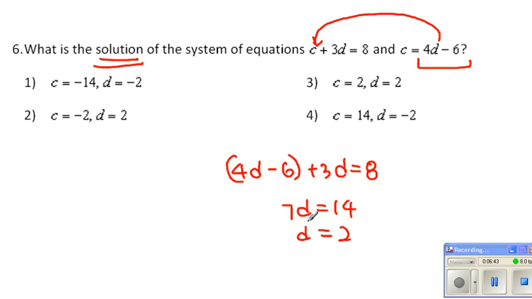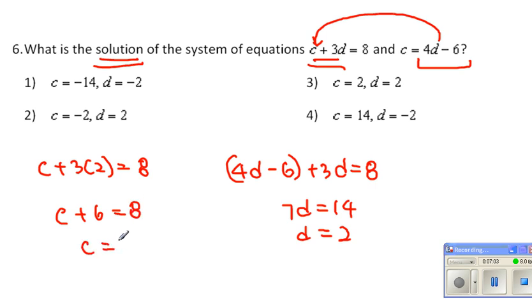Now, when d is equal to 2, we can just pick any one of these two to get our answer. So let me try to use this one for a second then. C plus 3 times 2. Is that equal to 8? So let's see that. C plus 6 must be equal to 8. That means C must be equal to 2. So C and D, both of them have to be equal to 2. So our final answer will be choice number 3.